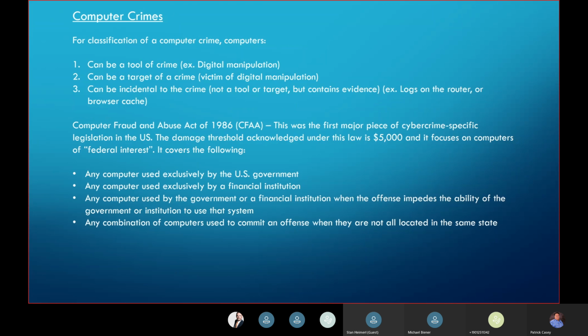Computer Fraud and Abuse Act of 1986, or the CFAA. This was the first major piece of cybercrime-specific legislation in the U.S. The damage threshold acknowledged under this law is $5,000, and it focuses on computers of federal interest. It covers the following: any computer used exclusively by the U.S. government, any computer used exclusively by financial institutions, any computer used by a government or a financial institution when the offense impedes the ability of the government or institution to use that system, such as a DDoS attack, and any combination of computers used to commit an offense when they are not all located in the same state.